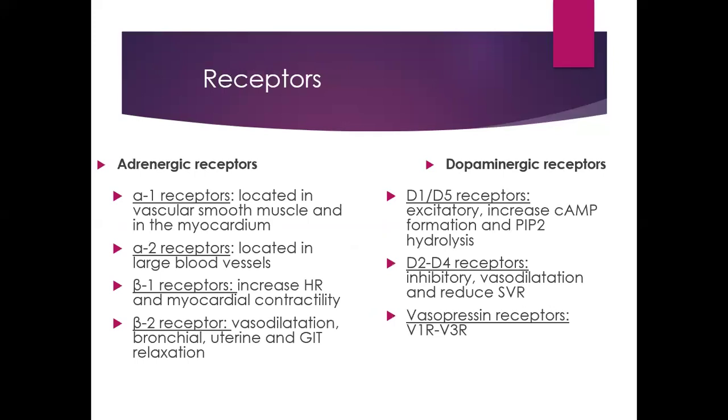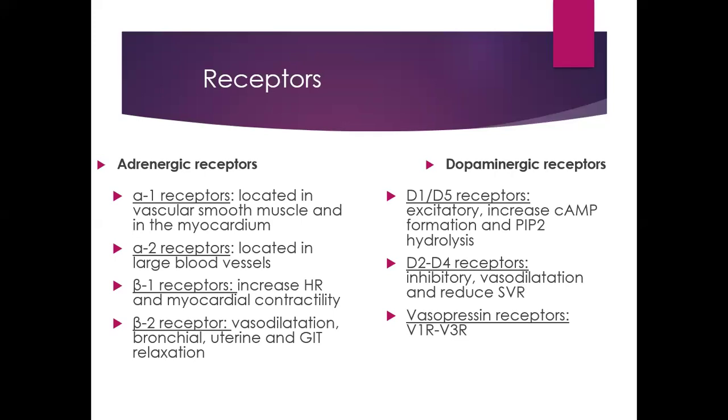All right, so the receptors, there are about 7 receptors that our vasoactive agents act on. The first one is the alpha 1 receptors, and these receptors are located in the vascular smooth muscles and in the myocardium. Alpha 2 receptors are located more in the larger blood vessels, while B1 receptors increase heart rate and myocardial contractility, while B2 receptor activation will lead to vasodilatation, bronchodilation, uterine and GI relaxation.